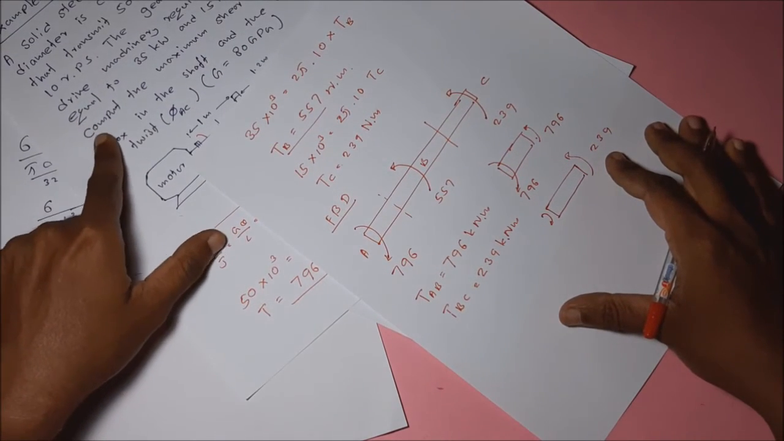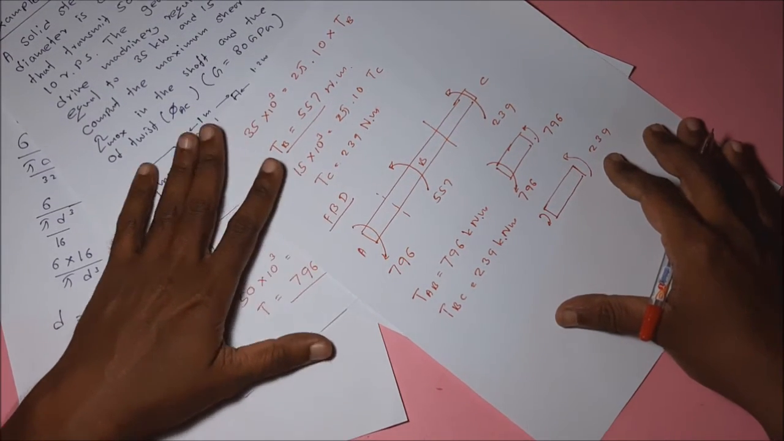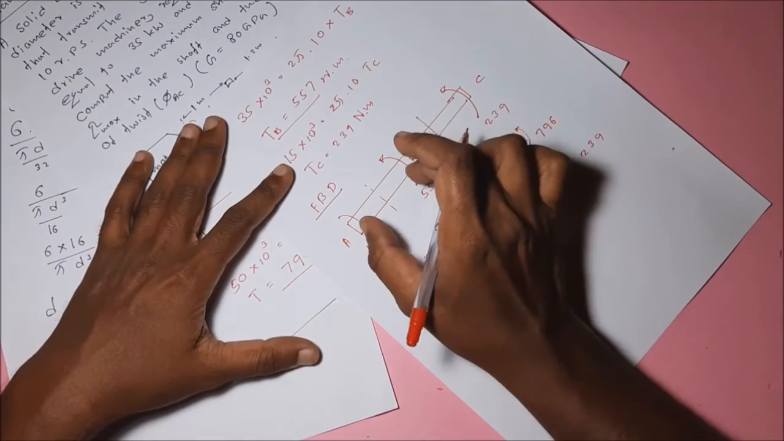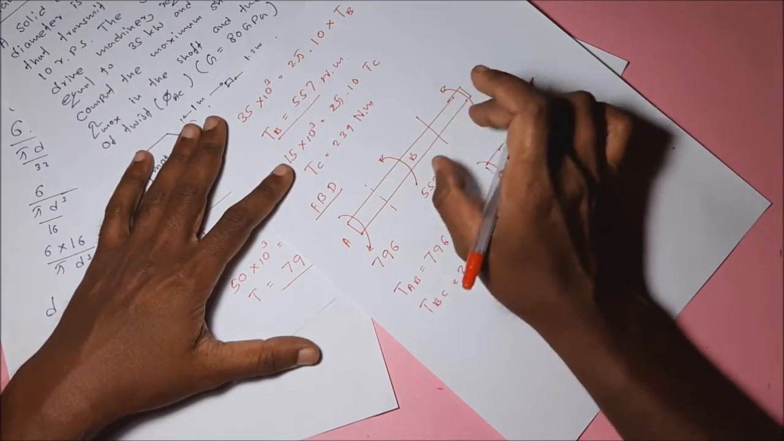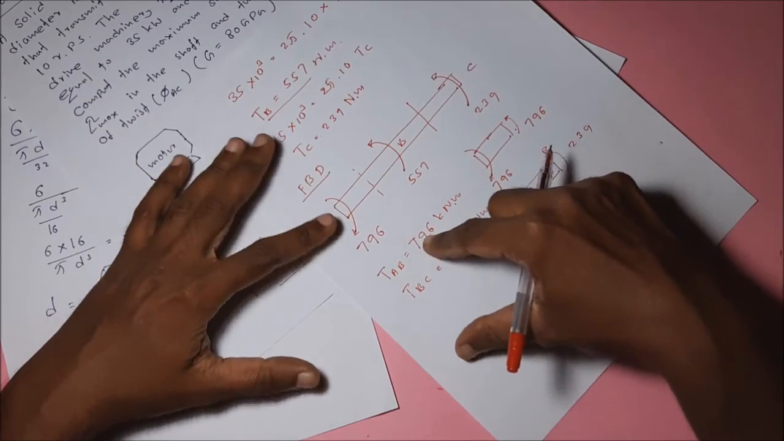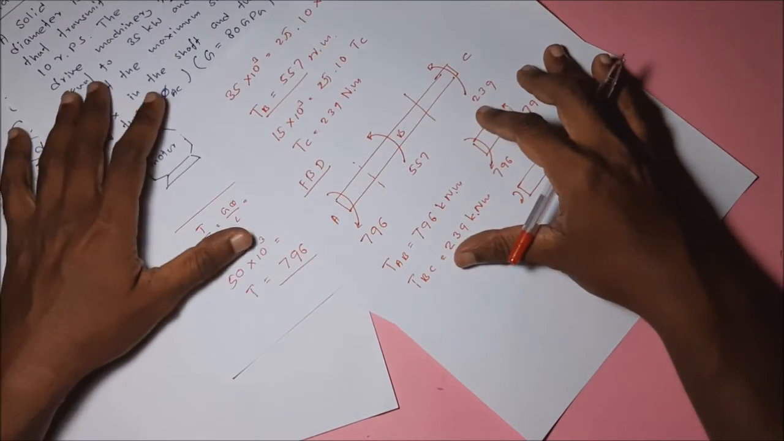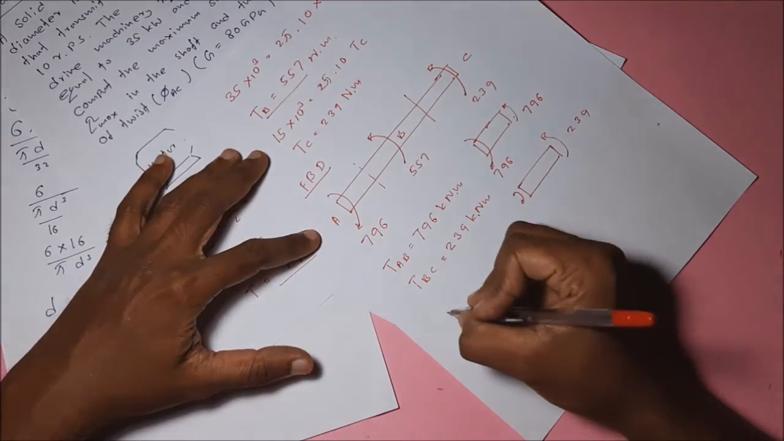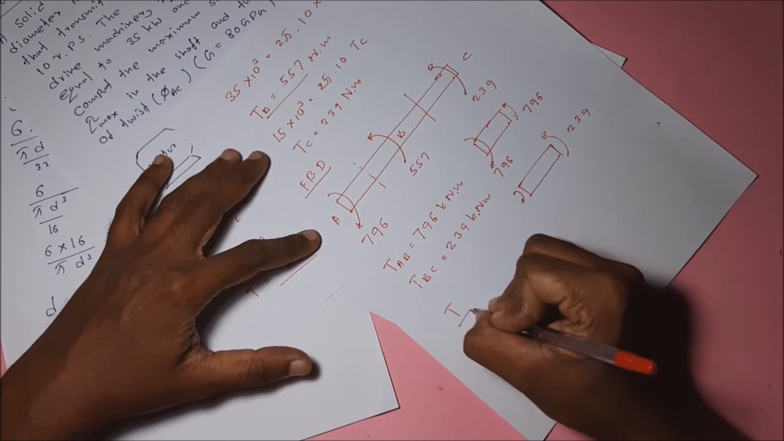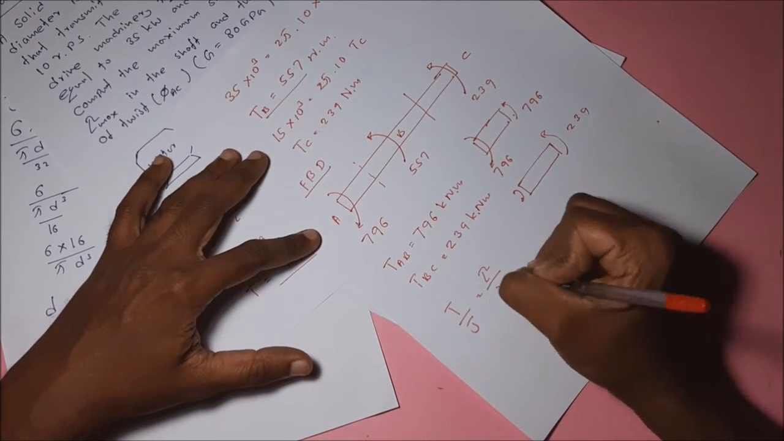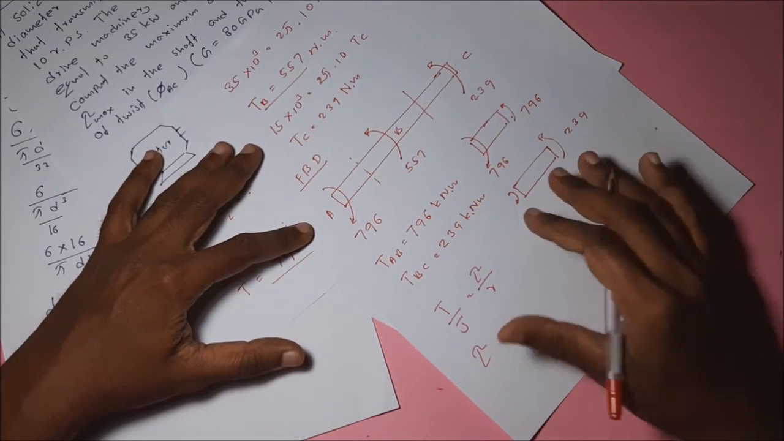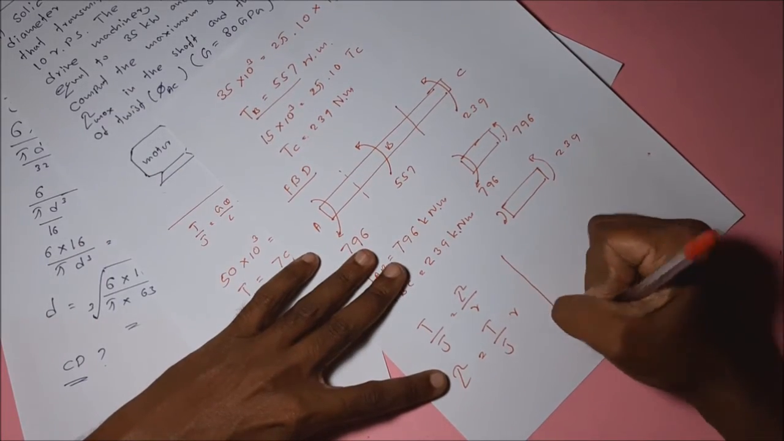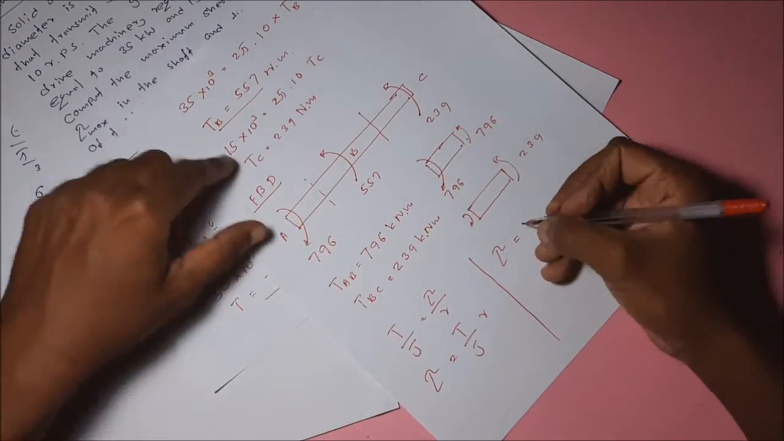So the problem is asking to compute the maximum shearing stress. Because the diameter is the same for AB and BC, the maximum stress refers to the maximum torque. So that means the maximum shear stress is developed in shaft AB. Then that can be found using this equation. T over J is equal to tau over R. Tau is equal to T into R over J.